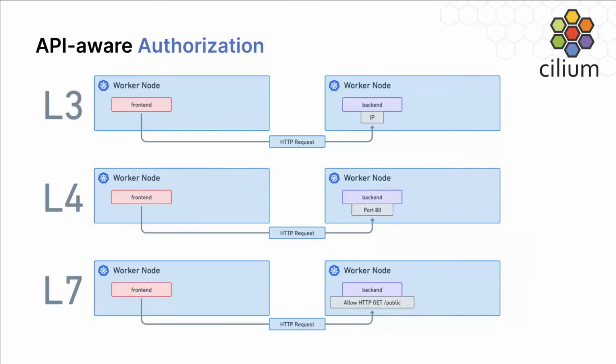Cilium is also API aware, or layer 7 aware. And that's also the segue to the Envoy piece: we're using Envoy in the Cilium agent to be able to inspect layer 7 traffic. What that means is that beyond the layer 3, layer 4 filtering, we can also do layer 7 filtering. So for example, a front end is sending an HTTP API request to, let's say, the backend on a specific URL. We can inspect that traffic, but we can also create Cilium network policies to secure that traffic.